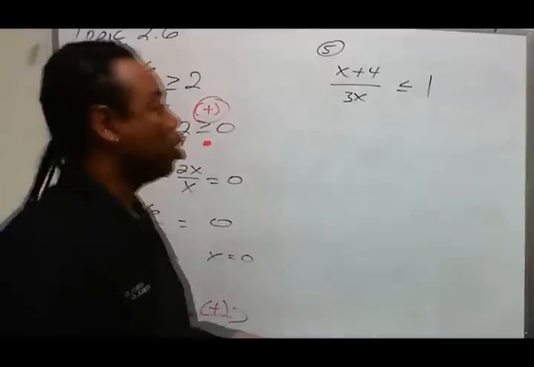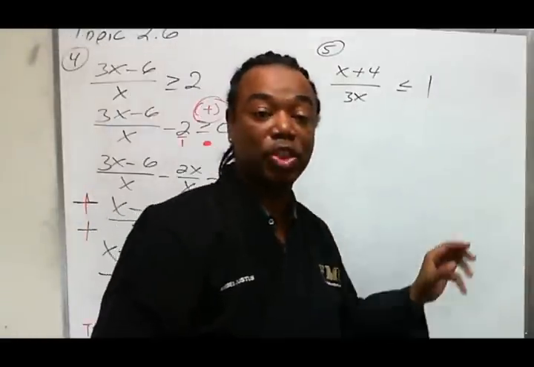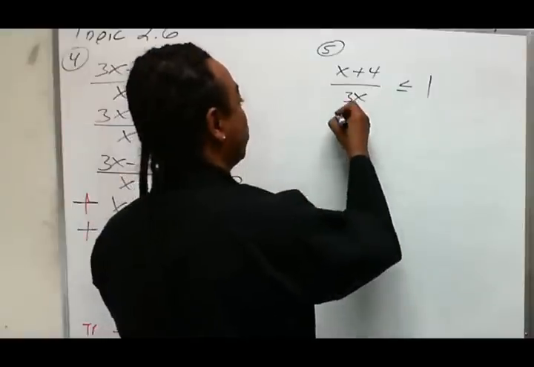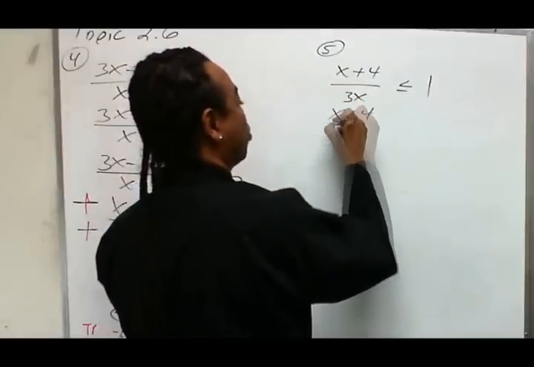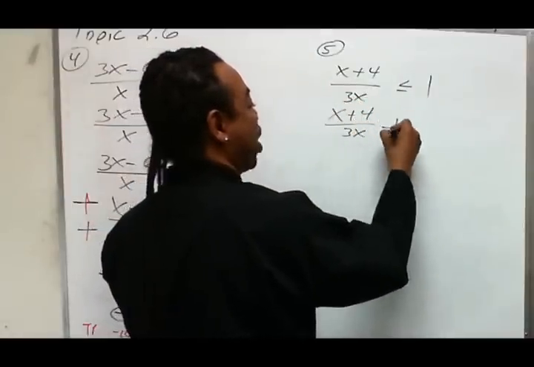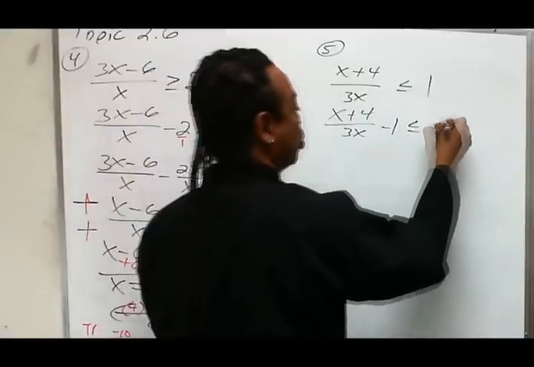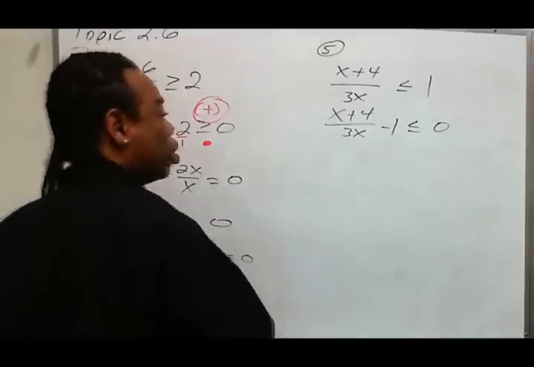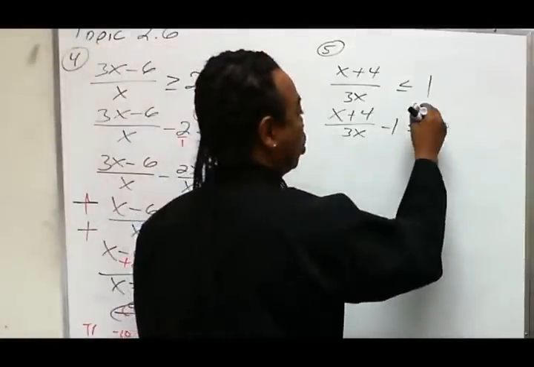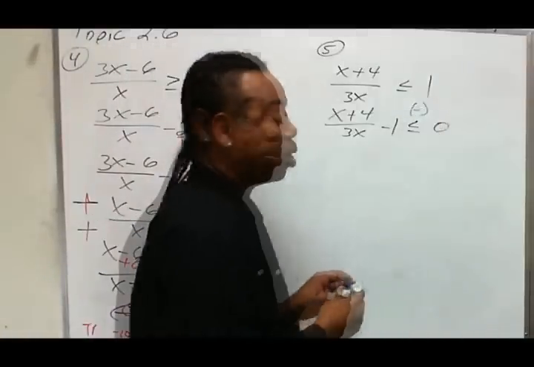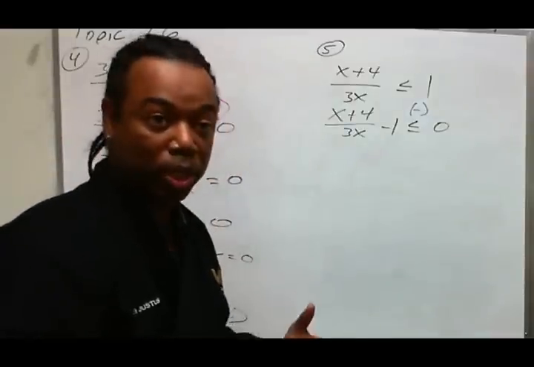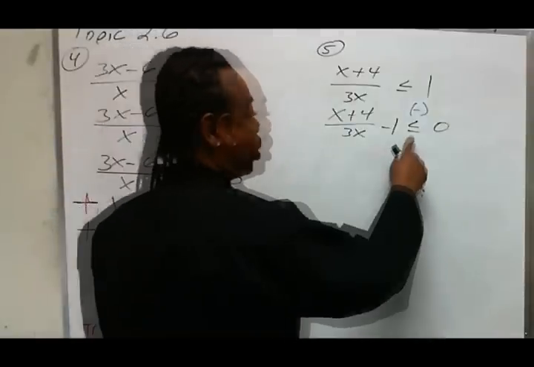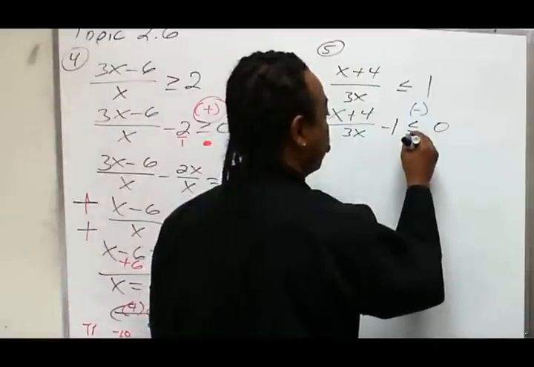Number 5. Once again, we want to set this against 0, so we're going to pull the 1 over. So we'll have x plus 4 over 3x minus 1 less than or equal to 0. And with this less than or equal to 0, less than means we're looking for negative numbers. Less than 0, looking for negative solutions. With the equal sign, numerator will be closed.